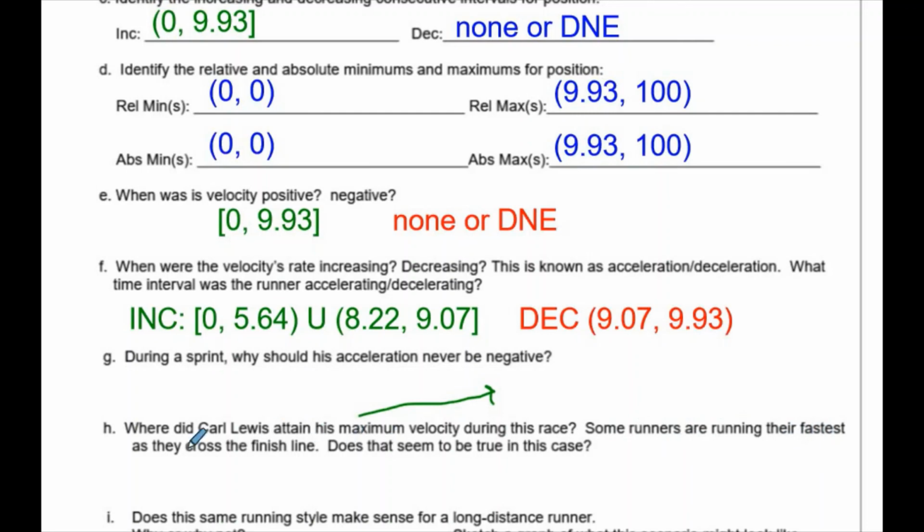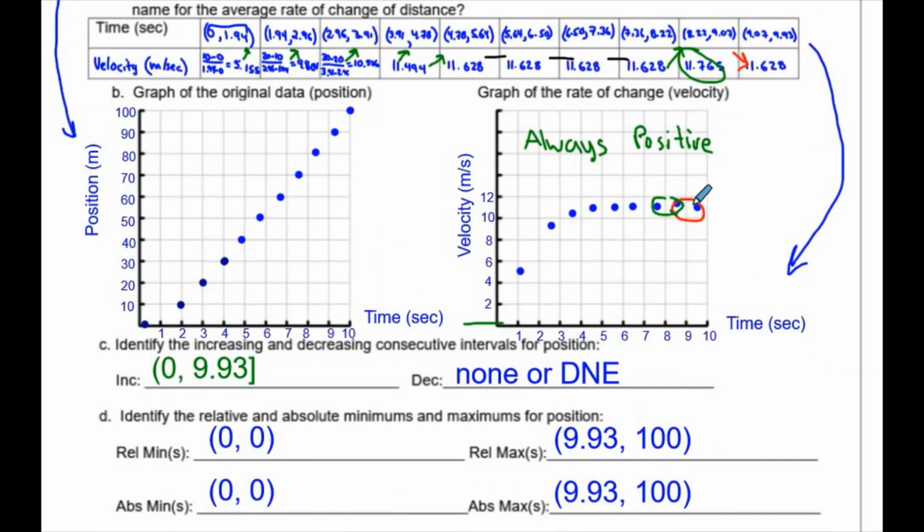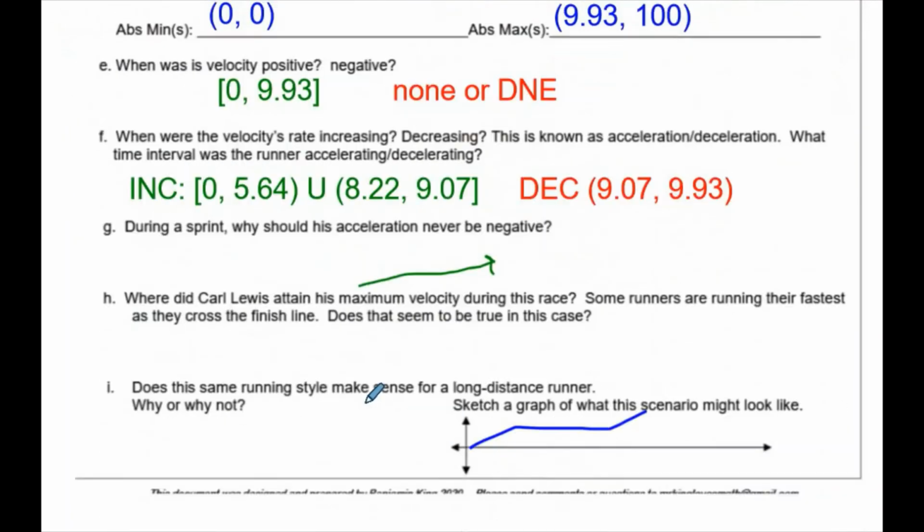Some runners are running their fastest as they cross the finish line. Does this appear to be true in this case? No, he's actually slowing down. This could have happened because he knew he had won, or his muscles could have just given out. So sometimes you're told to be running as fast as you can as you pass the finish line, but sometimes you might just get a little bit confident, or maybe your muscles have given out.